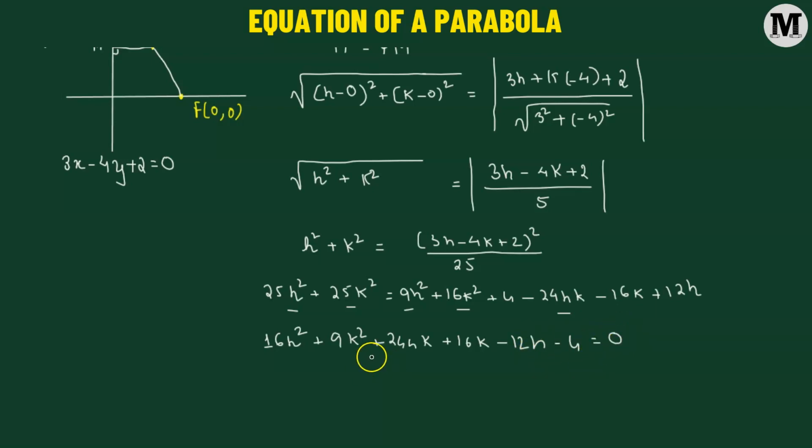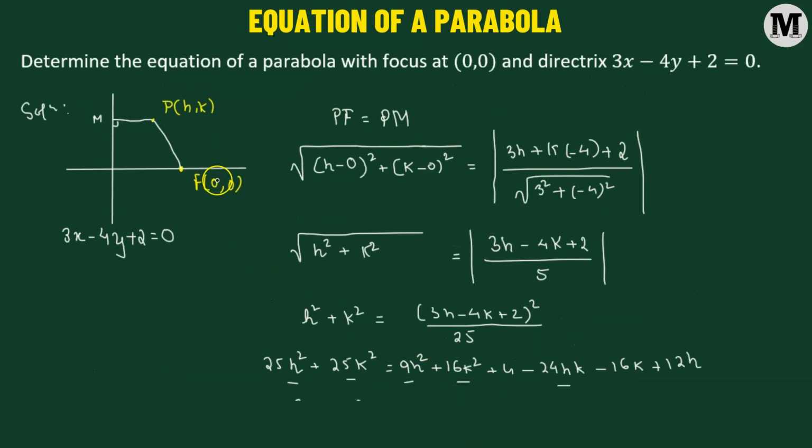We're almost done. Since we need to find the equation of the parabola, finally we replace h with x and k with y. That gives us 16x squared plus 9y squared plus 24xy plus 16y minus 12x minus 4 equals 0. This is the required equation of the parabola whose focus is at the point 0, 0 and whose directrix is 3x minus 4y plus 2 equals 0.